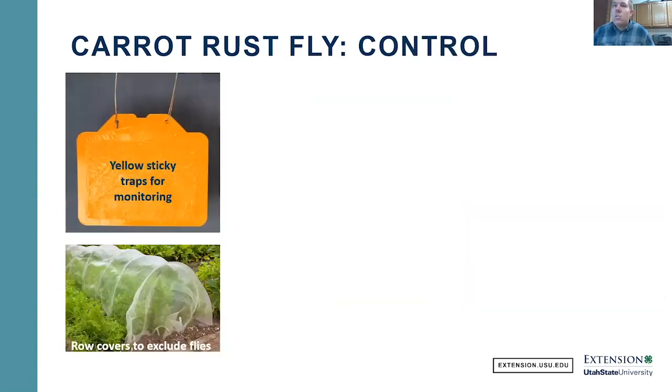As far as things you can do to control them, these yellow traps you can buy in a lot of different places. They're great for monitoring. They're just a sticky trap, and the flies will stick to them, and then you can see how many numbers you've got and figure out what you want to do. The row covers, again, with any of these flies or moths, are great because they exclude them and keep them from laying their eggs on your crop.